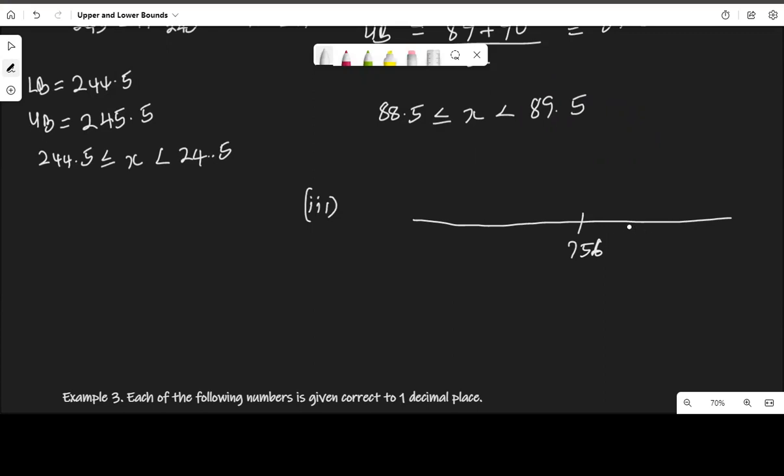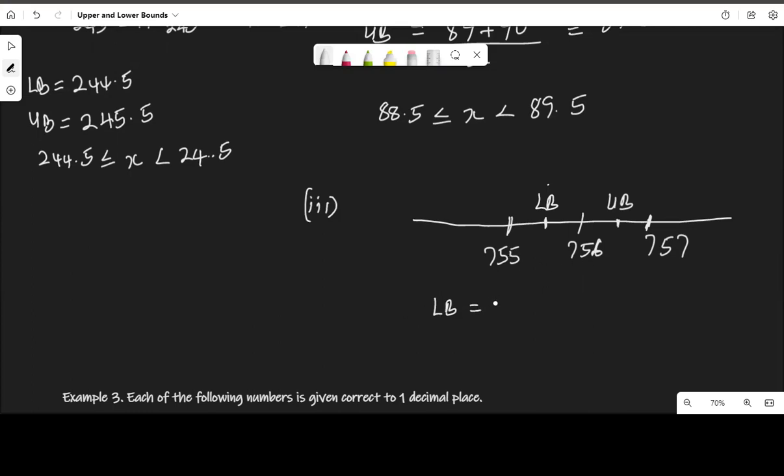That is the meaning of upper and lower bound. So 756, the next whole number to it is 757. And before 756, we have 755. So the lower bound will be the number between 755 and 756. Let's call it LB. The upper bound is the number between 756 and 757. Let's call it UB. And here, that will be 755.5. So the lower bound, if you are not sure, you can add this to this, then divide by 2.